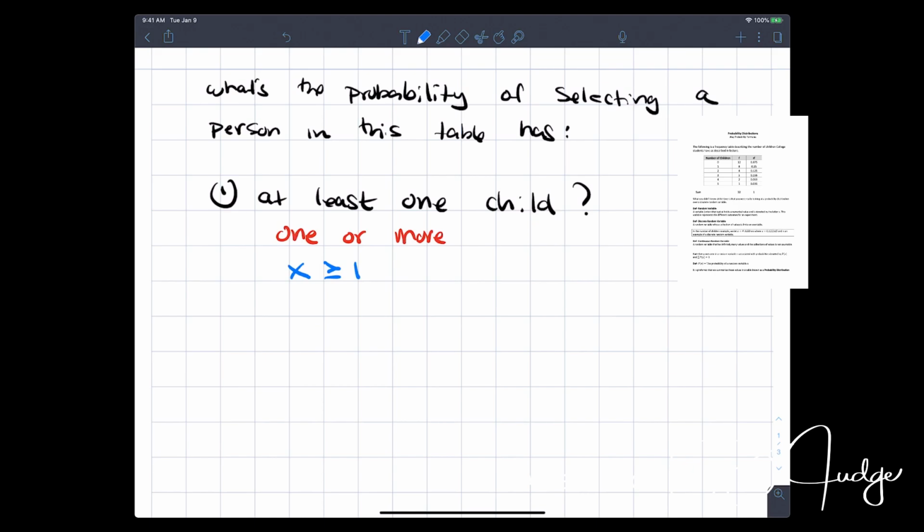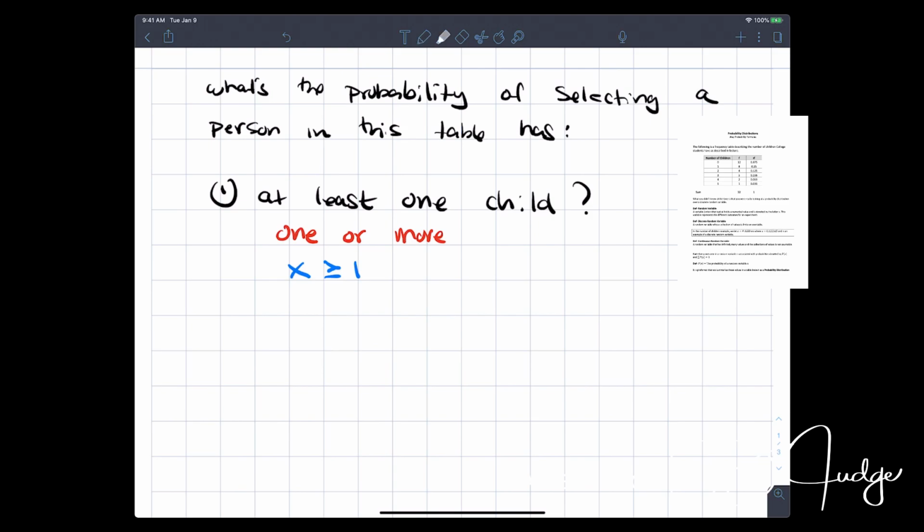Okay? Greater than or equal to 1. That means X can equal 1 or greater. Remember this from our mathematics courses? X is greater than or equal to 1. Thank you, Sandra. 1 or more. So, it's a probability question.